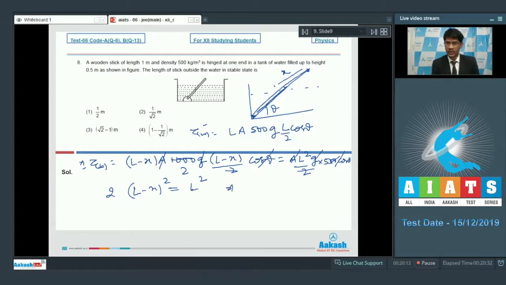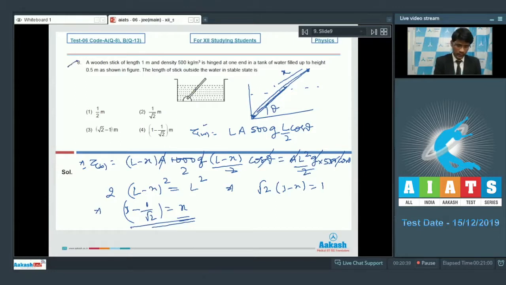Or L being how much? 1 meter. So it will be root 2 times (1 minus X) must be equal to 1. Or 1 minus 1 divided by root 2 must be equal to X. The question was to find the length of the stick outside the water. So this is the length of the stick that is actually outside the water. So we are getting option 4 as the correct answer for question number 8.